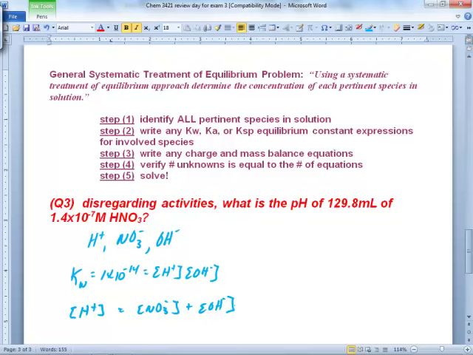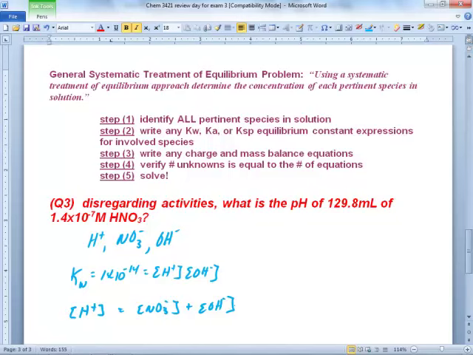And mass balance is never fun. Make sure you actually have to go through the effort, and we do, because we have 3 unknowns and only 2 equations. So what could be your mass balance? Nitrate, 1.4 times 10 to the negative 7 molar, is equal to what? NO3- in all its forms.